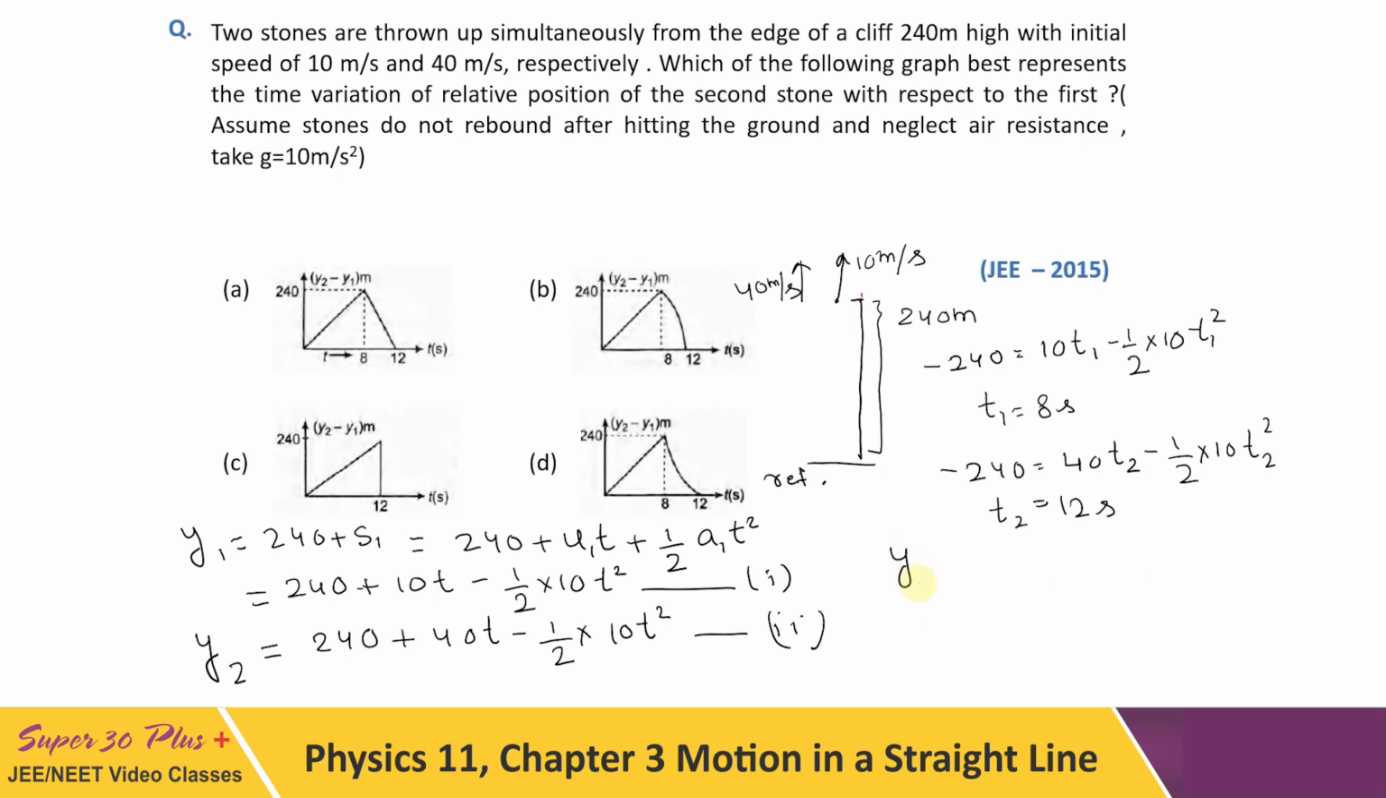So it will be y21, that is equal to y2 minus y1. If we subtract equation 1 from equation 2, we will get this is equal to 30t, but it has to be only up to time 8 seconds, because after 8 seconds particle 1 has reached the ground and its position is now not changing with time. So this will be valid for t less than or equal to 8 seconds. So till 8 seconds the curve has to be a straight line passing through the origin.